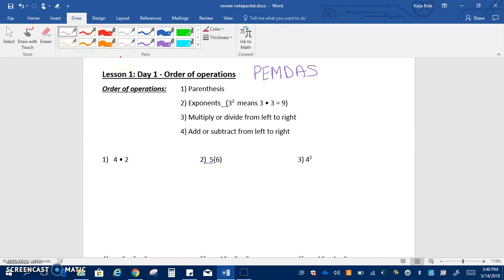That part I want you to underline or circle or something. Alright, and then the same thing with add or subtract from left to right. That's probably what most people forget to do.